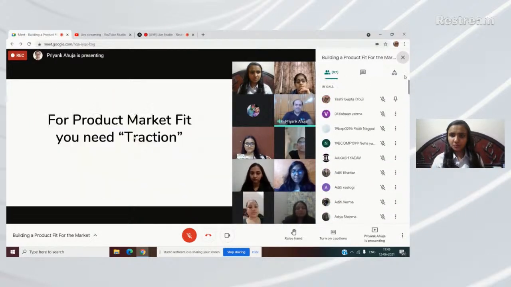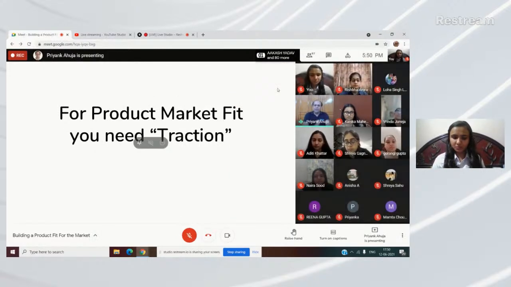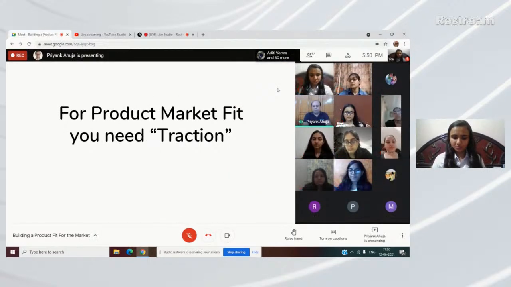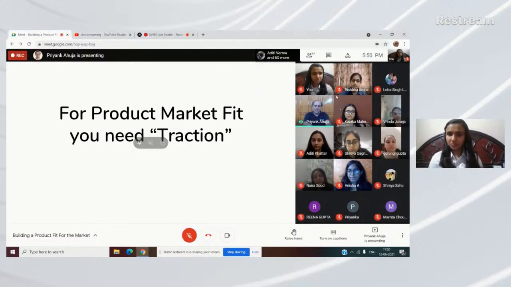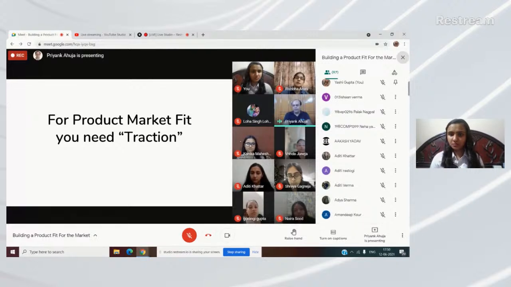Now coming to further that, for product market fit, you need traction. Now what is traction? I'm giving you a very simple example in layman terms. When you are posting something, suppose on LinkedIn or Facebook or something else, you get likes or comments on your post. There is one more parameter which gives you views: how many people have viewed your article or post? That is called traction.